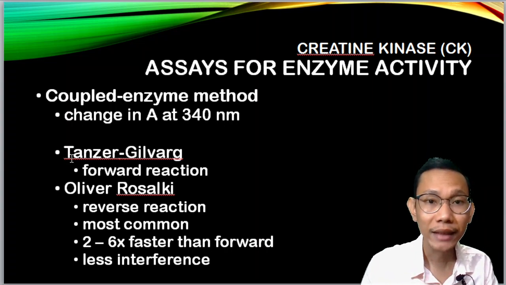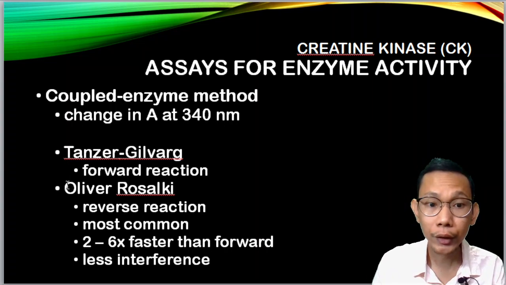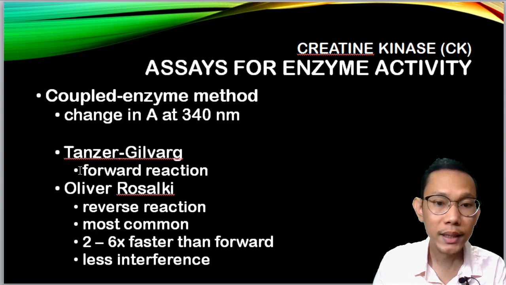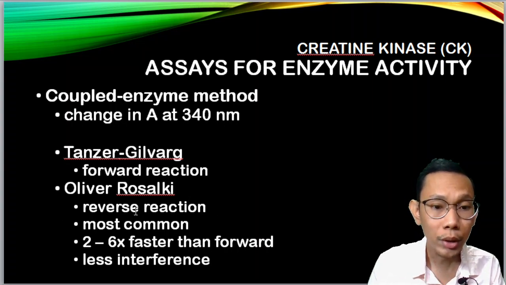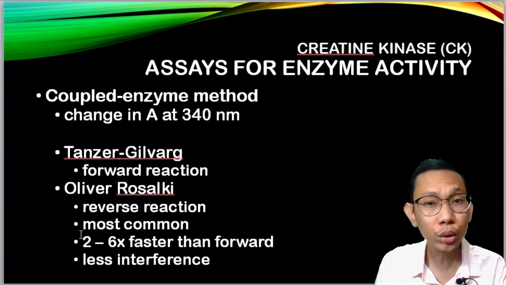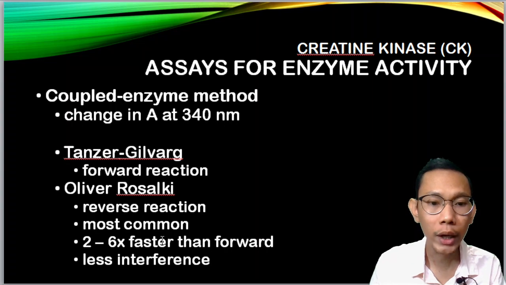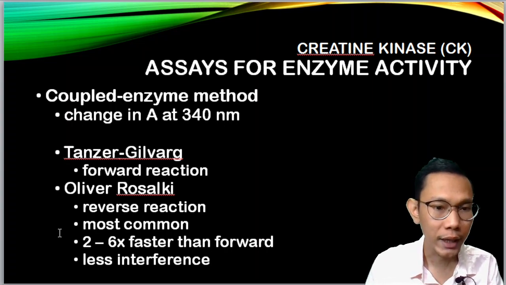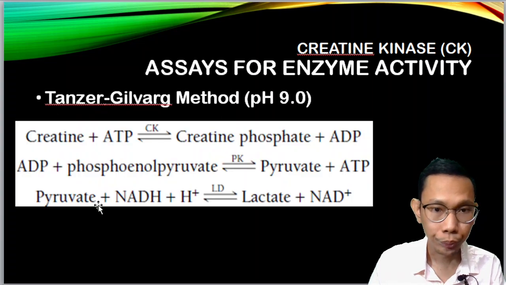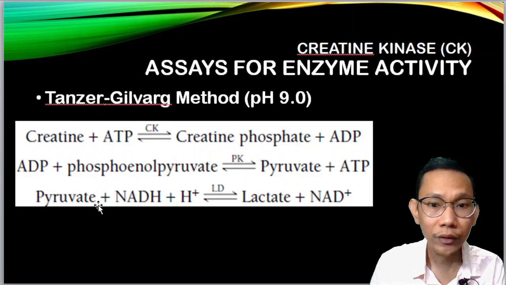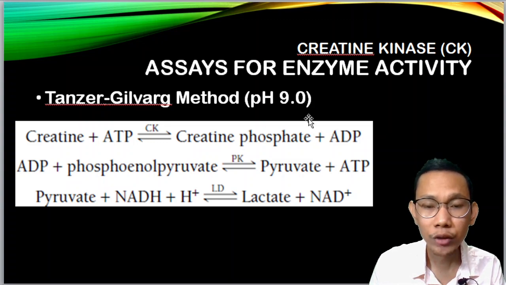We have the Tanzer-Gilbert and the Oliver-Rosalki. The Tanzer-Gilbert is the forward reaction, while the Oliver-Rosalki is the reverse reaction. But what is most common is the Oliver-Rosalki, the backward reaction. It is 2 to 6 times faster than the forward, and there is less interference. That is why the Oliver-Rosalki is most commonly used. For the Tanzer-Gilbert method, the optimum pH for this test is basic, around 9.